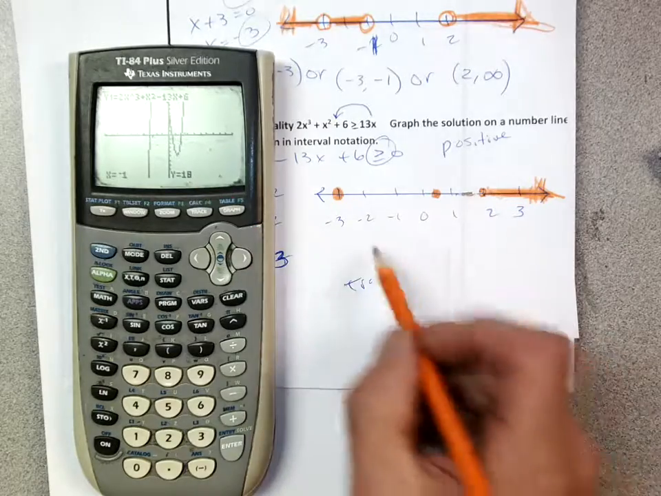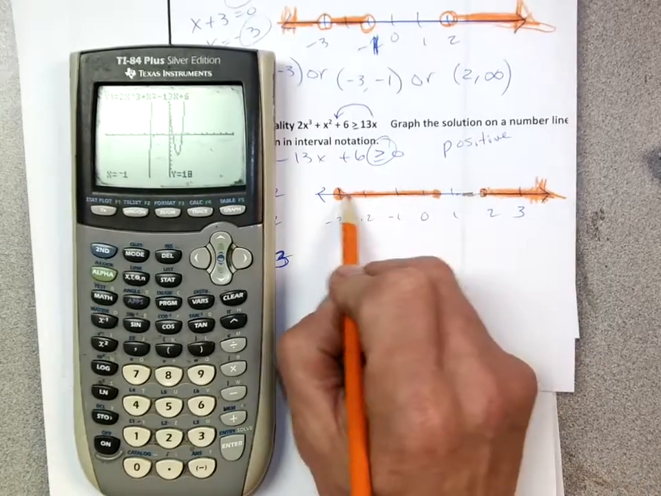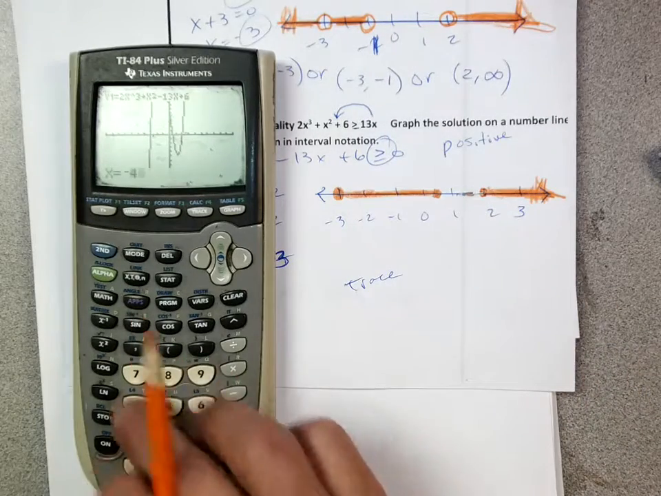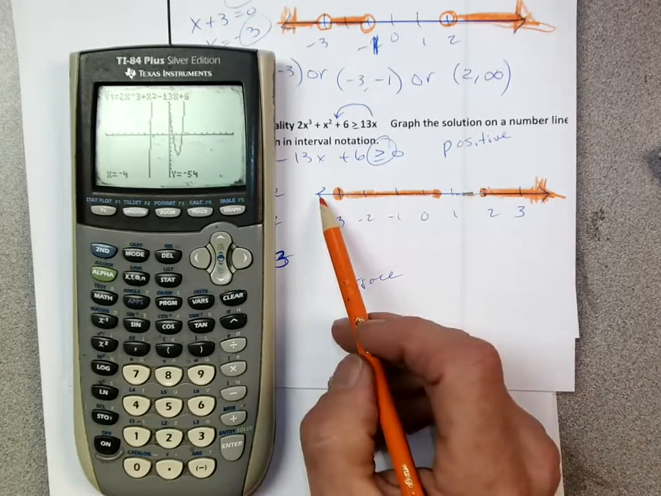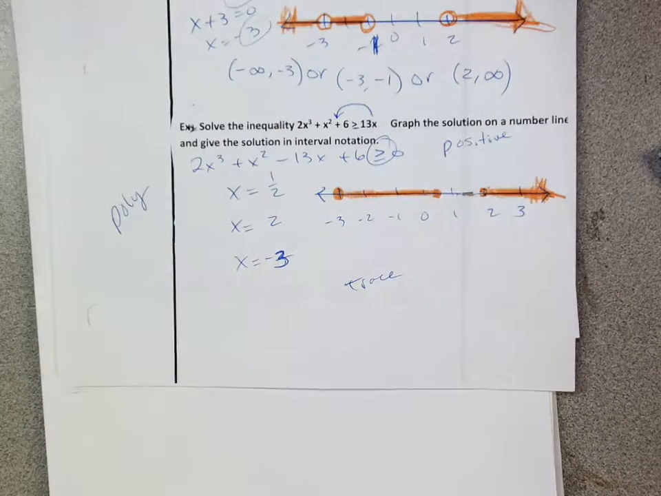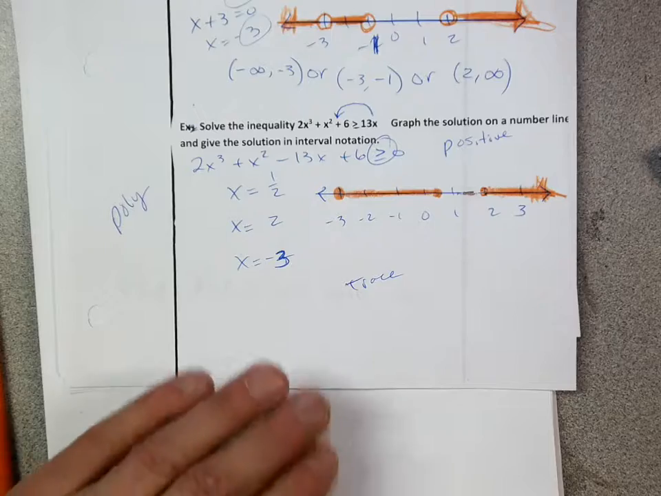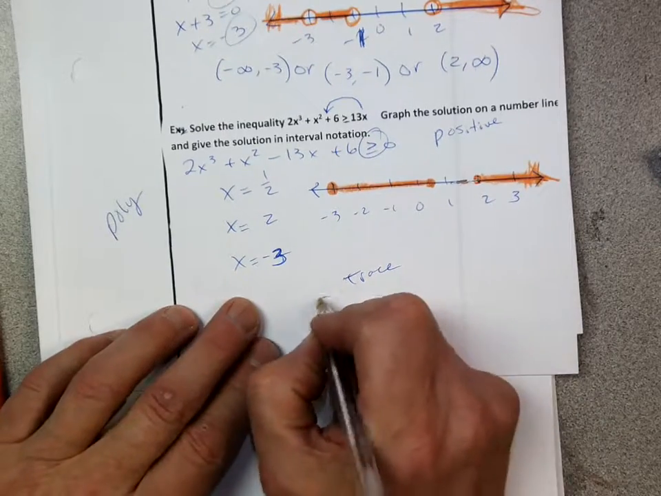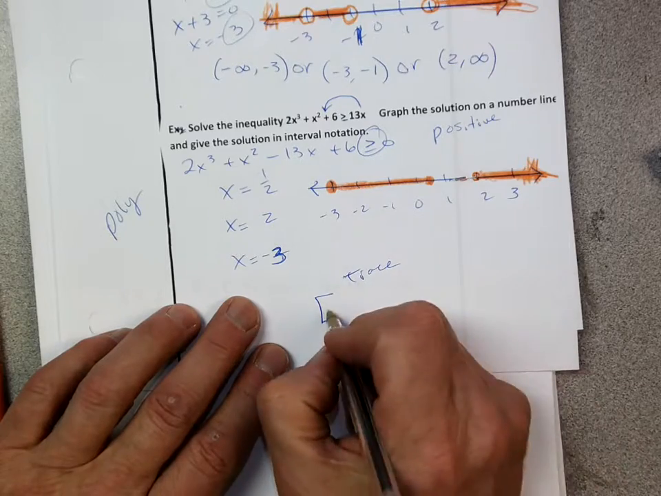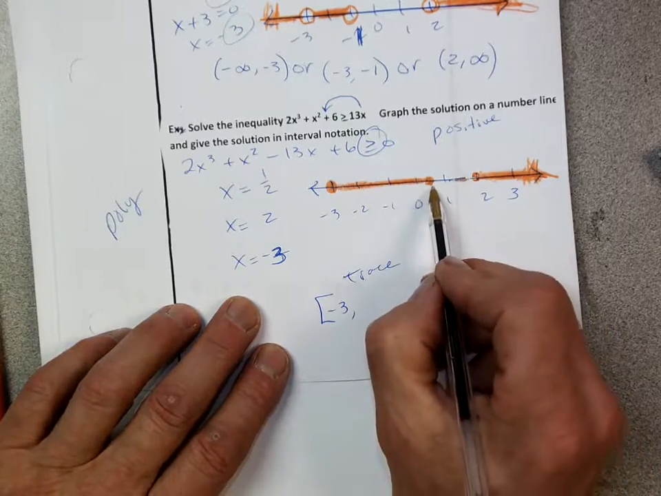Yeah. So let's shade that region, okay? The whole region. And let's try -4. Let's test -4. I get -54. I don't want that. So I get these two regions. All right, that's not so bad. So if I'm going to do this in interval notation, I'm going to go bracket, bracket, because it's a solid dot, right? Bracket, -3, comma, 1/2.